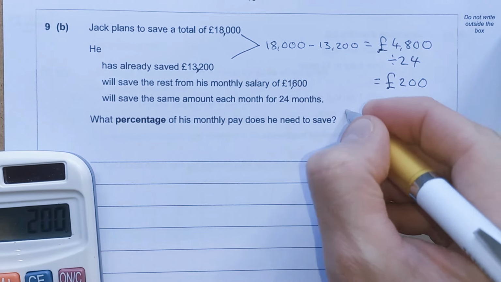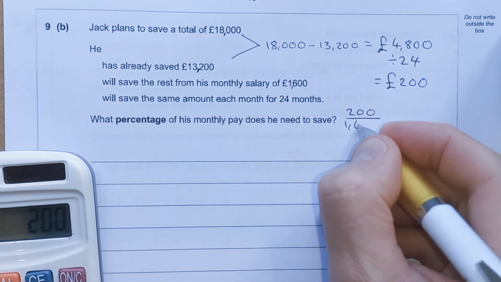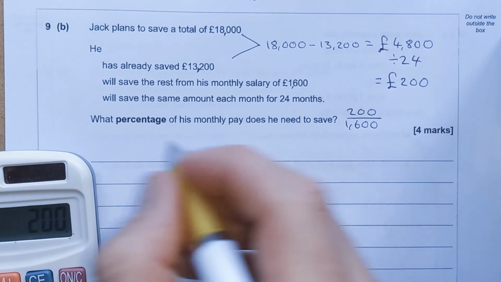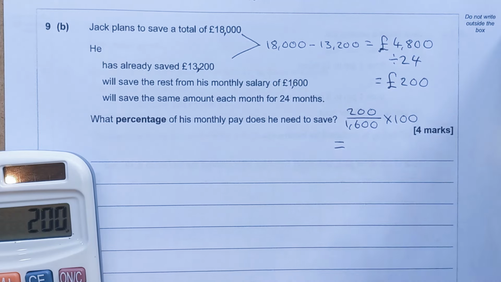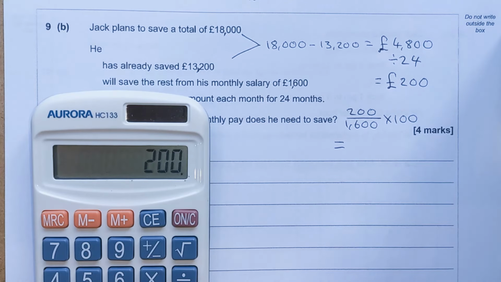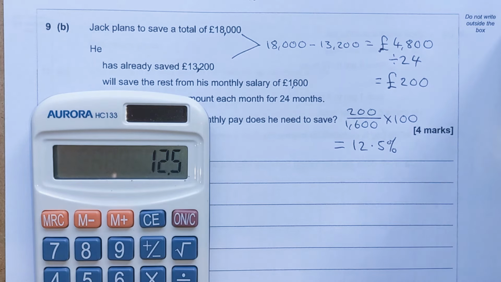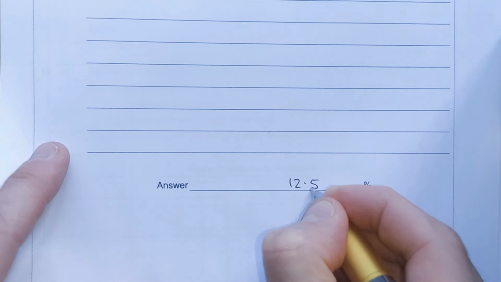Well, so he needs to save 200 and his monthly salary is 1,600. So it's going to be 200 out of 1,600. They want it as a percentage, so we're going to multiply it by 100. So 200 divided by 1,600 times 100 gives us 12.5%, which we can put down here.